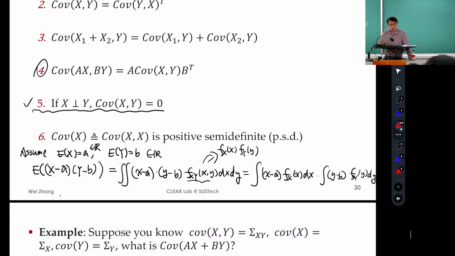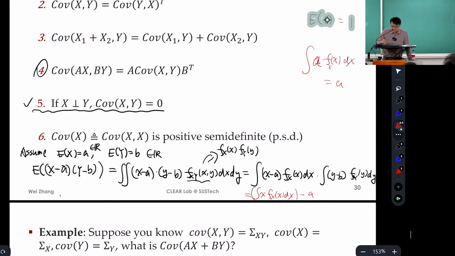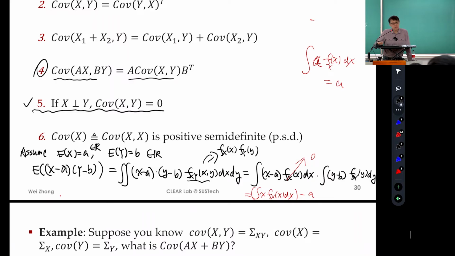When these two multiply together, you will see this is always 0. Why? Because this is nothing but the integral of x f_x(x) dx minus a. By definition, a is that. The reason I can move a out is that a is deterministic. You integrate over 1, any number a times f_x dx is always a, right? The expectation of a constant is that constant. The reason is it can be multiplied out and the integral of a density is 1. So that's 0. I hope that's enough. And this is something you have to be familiar with later on. It's also from the definition.